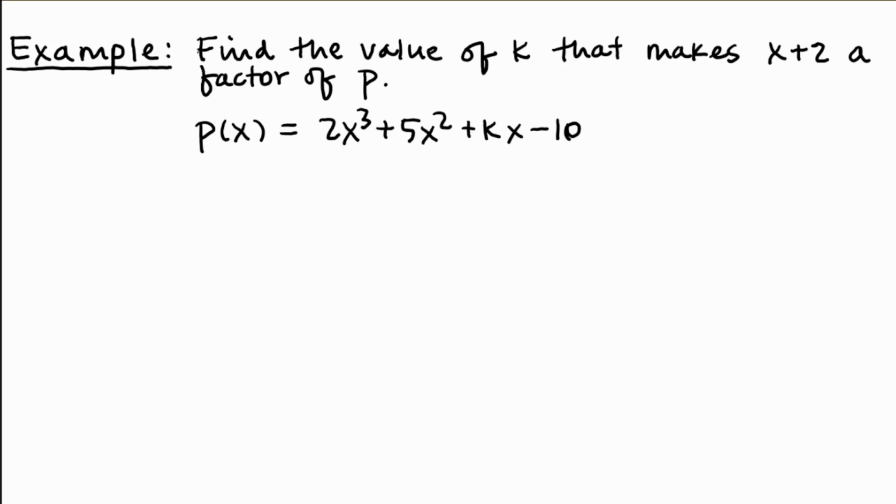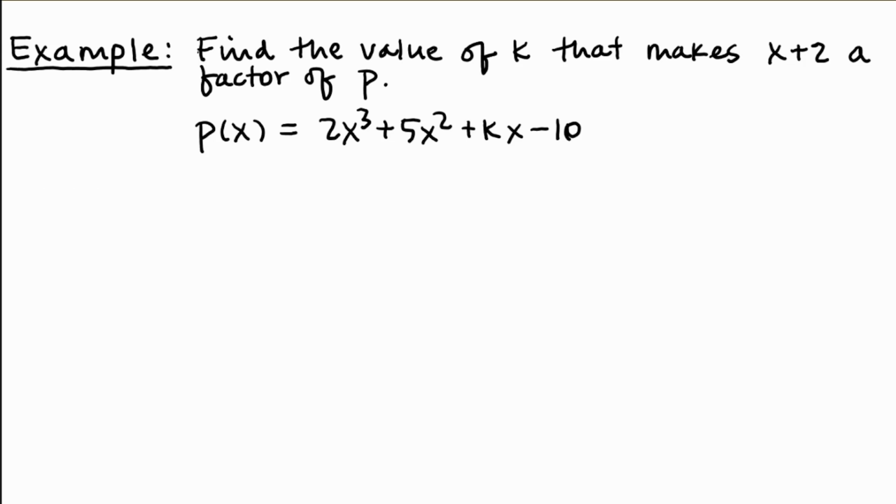We'll just run synthetic substitution as if nothing is wrong. Nothing wrong with putting a letter k in synthetic substitution. And then we'll just make sure that whatever we get, we'll set it equal to 0. So we have a remainder of 0, and then we'll know it's a factor. Okay, so let's get to it.